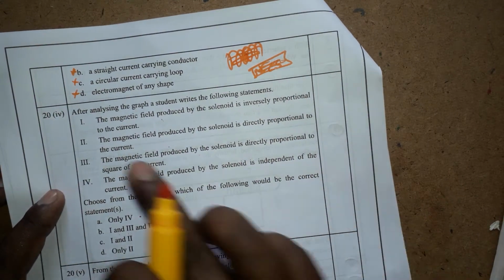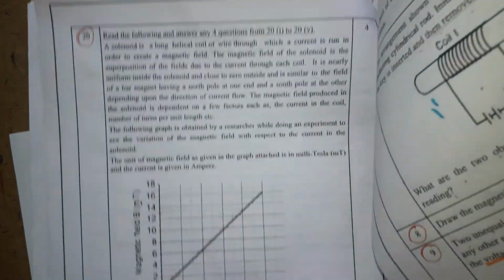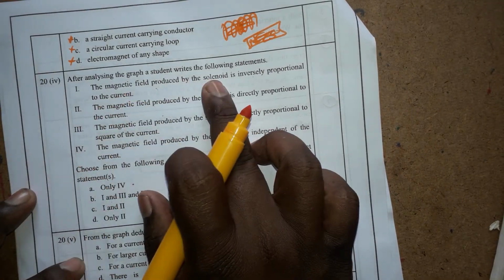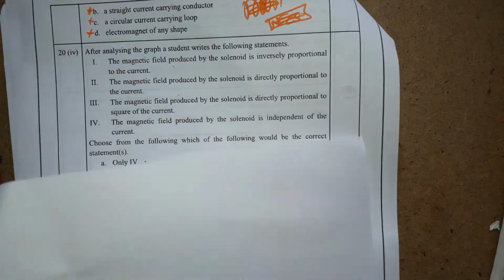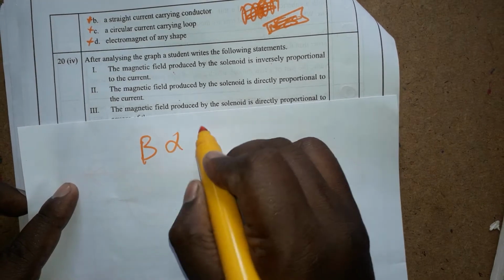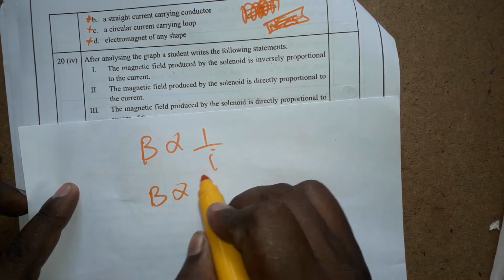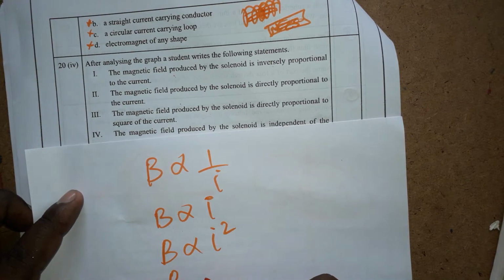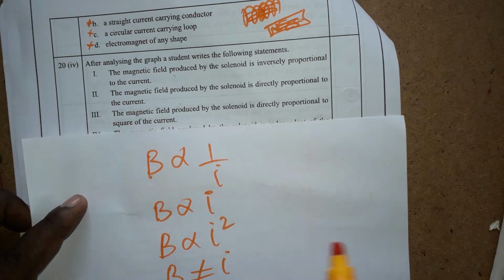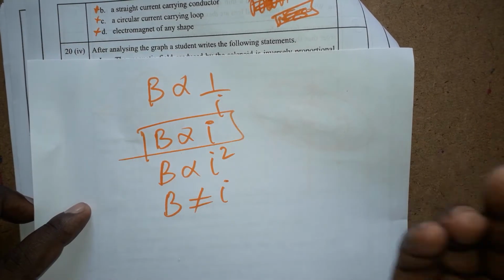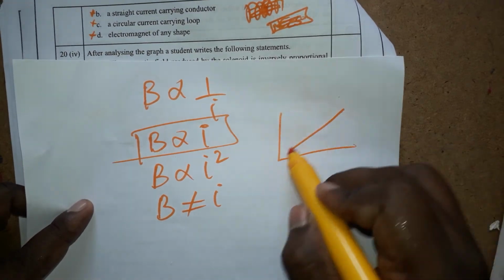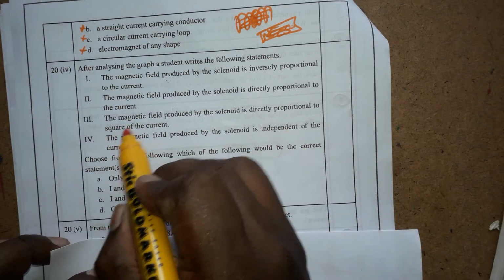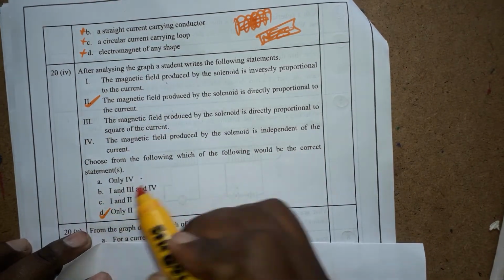Next, after analyzing this graph, what conclusion do we get? The options are: magnetic field is inversely proportional to the current, magnetic field is directly proportional to the current, magnetic field is directly proportional to the square of current, magnetic field does not depend on the current. As I said, from the graph, magnetic field and current are directly proportional. That is the reason we get a linear graph. So B versus I is directly proportional, and only the second option, D, is correct.